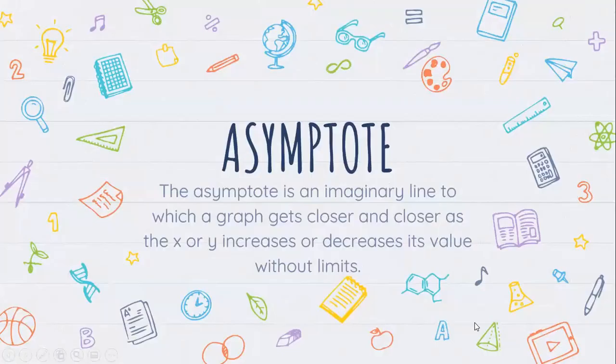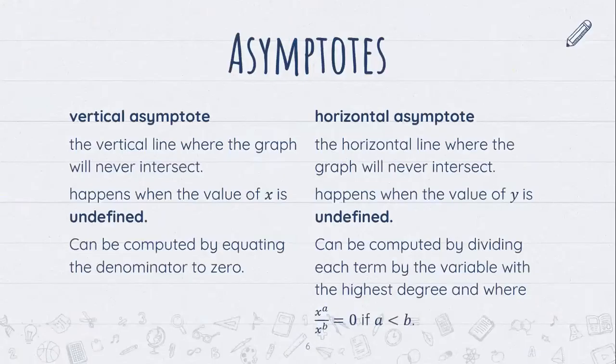Anyway, malalaman natin yan. Okay, so asymptote. Asymptote is an imaginary line to which a graph gets closer and closer as x or y increases or decreases its value without limits. In short, it is an imaginary line wherein the graph does not cross to it. But, lumalapit lang siya na lumalapit doon sa specific number na yon. Okay? I-illustrate natin yan mamaya.